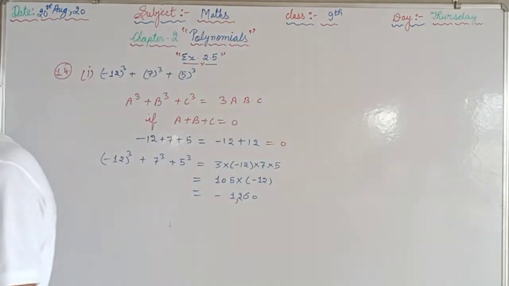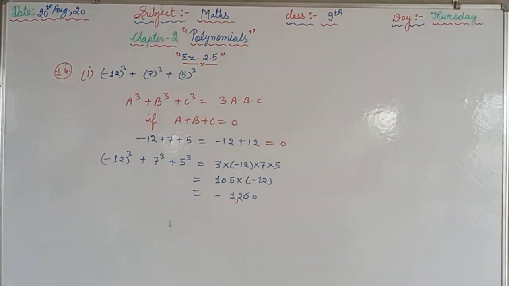At the same time, in the next part of this question, we have to find 28 cube plus minus 15 cube plus minus 13 cube. So we can see clearly 28 minus 15 minus 13 will be equal to 0. So again the value we can find by using this formula, 3 into 28 into minus 15 into minus 13, minus into minus will be plus. So the answer will be positive only, and the answer will be 16,380. So that part is in the homework for you. You are supposed to complete that part by yourself.